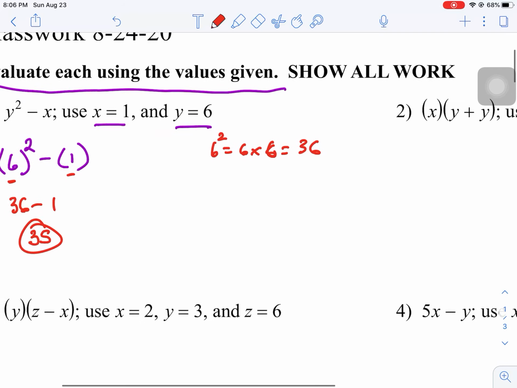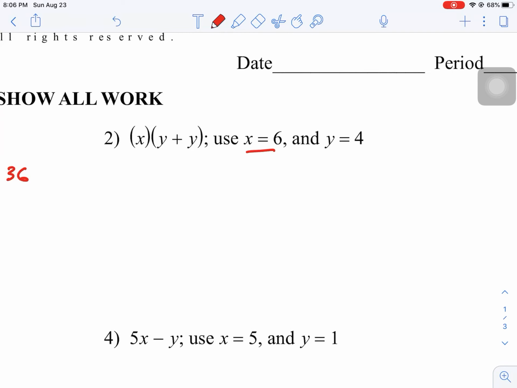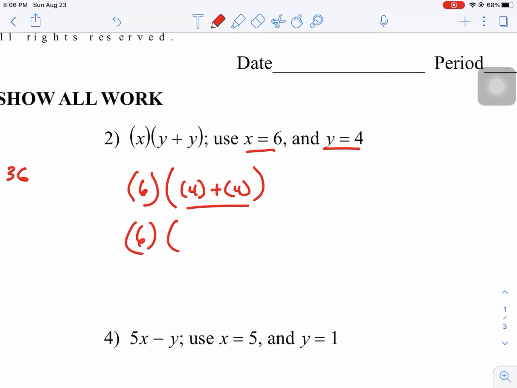Not too hard. And I made these kind of simple. They may be a little bit confusing at times. Number 2, x is 6, y is 4. I can do this work because those 4s are by themselves. So I have 6, and 4 plus 4 is 8. So when we have parentheses side by side with parentheses, that means multiplication. So 6 times 8 is 48.